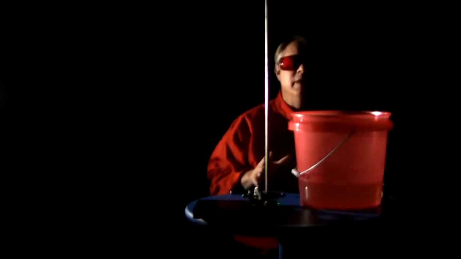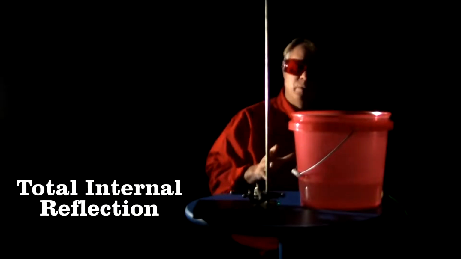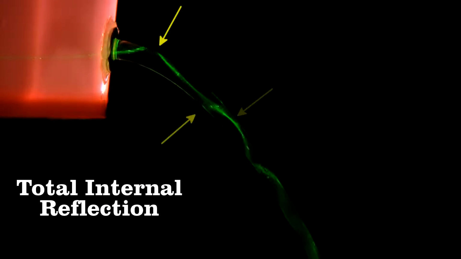That's wonderful. The light follows the liquid flow all the way to the bucket. Amazing. It does this because of total internal reflection. As the light enters the stream, it is reflected as soon as it hits the interface between air and liquid. You can see here the first reflection, and then the second, and the third.